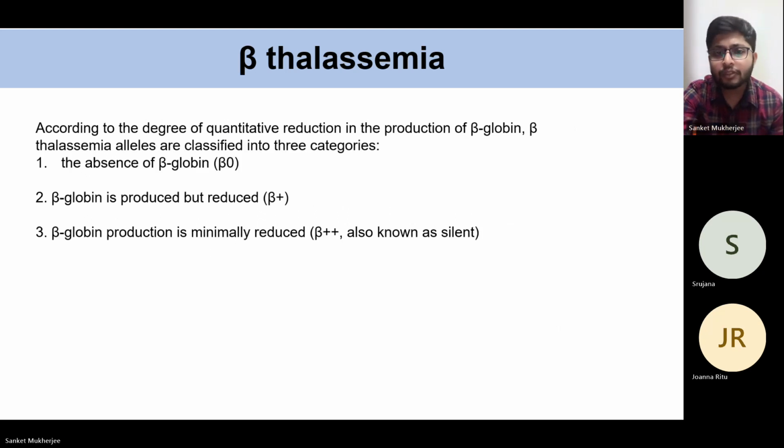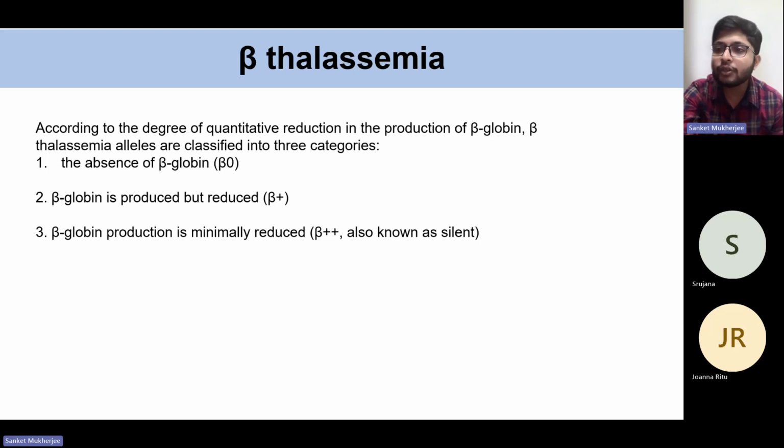So let's see. According to the degree of quantitative reduction in the production of beta globin, beta thalassemia alleles are classified into three categories. It could be due to the absence of beta globin completely. So the beta globin is not produced at all. That would cause beta thalassemia. Or beta globin is produced, but not as much as is required. So that could be there. Reduction in the production of beta globin, or beta globin production is reduced, but it's reduced minimally.